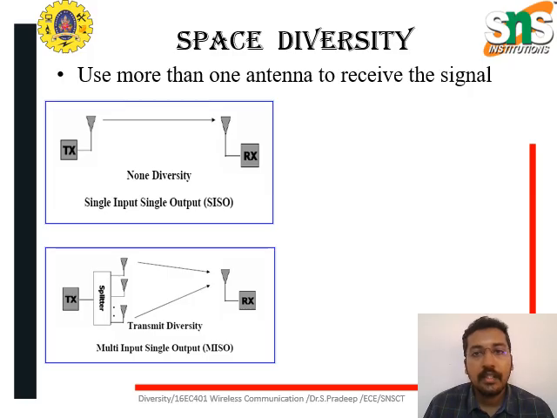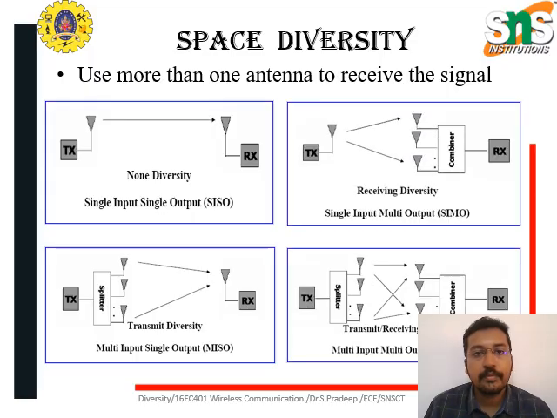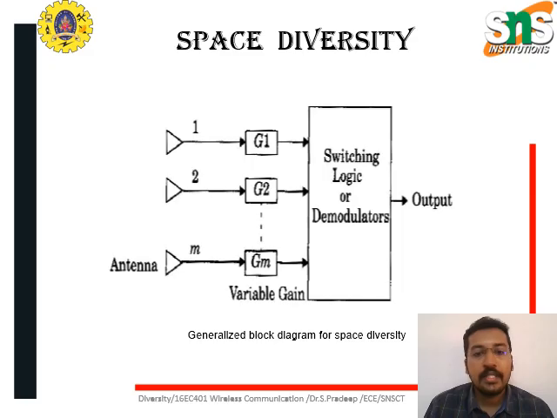Space diversity. It is a technique that uses multiple antennas at either the transmitter or receiver or both to improve signal quality and reliability by exploiting different propagation paths. It works by transmitting or receiving the signal through multiple antennas that are physically separated, creating independent communication channels. This helps mitigate the effects of fading and interference, leading to more robust and reliable wireless links. This is the generalized block diagram for space diversity.